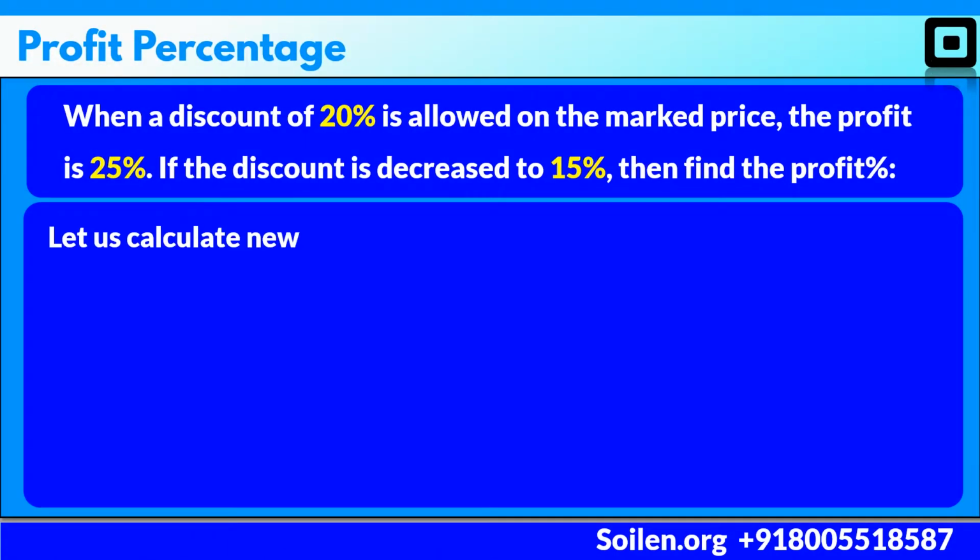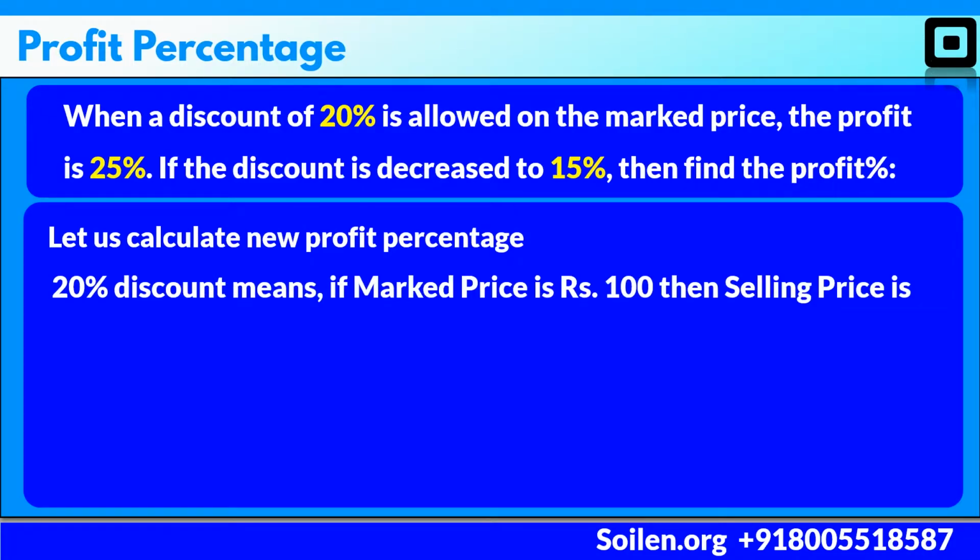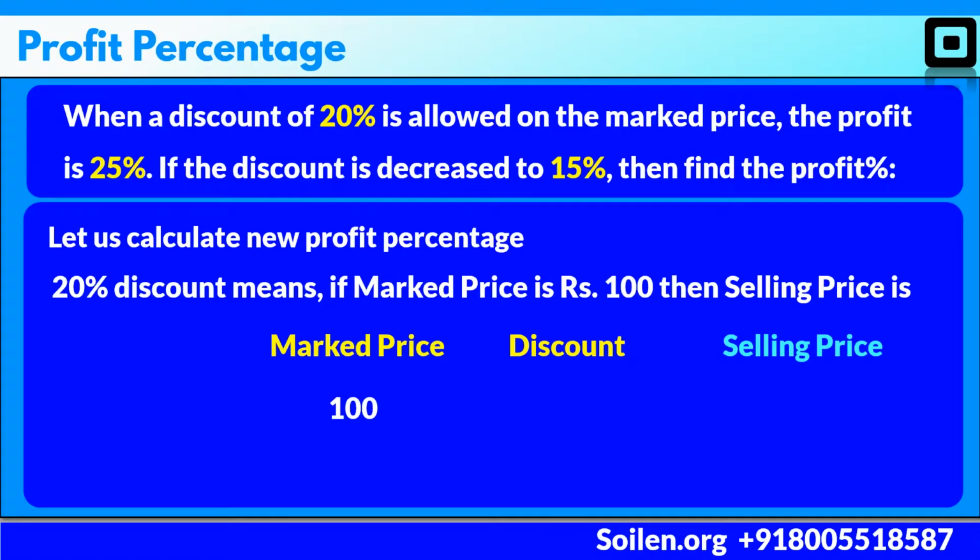Let us calculate new profit percentage. First, 20% discount means, if the marked price is 100 then selling price is 80. You can better understand this with the following representation. Marked price 100 minus discount equals selling price 80. And if discount is 15%, then 100 minus 15 equals 85 selling price.